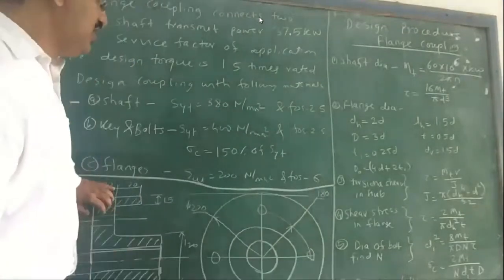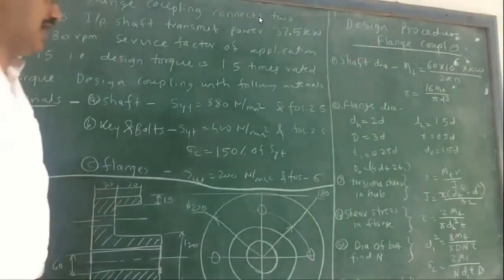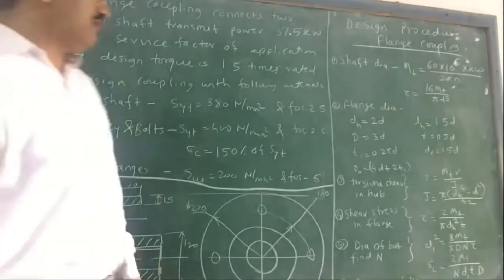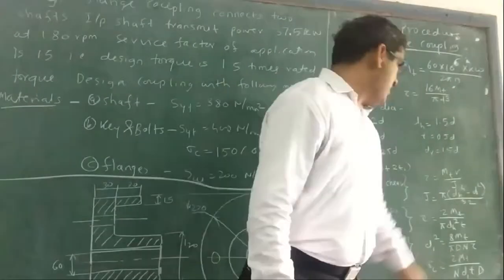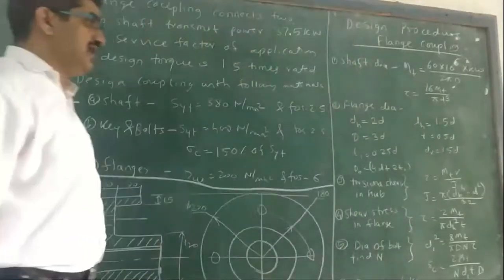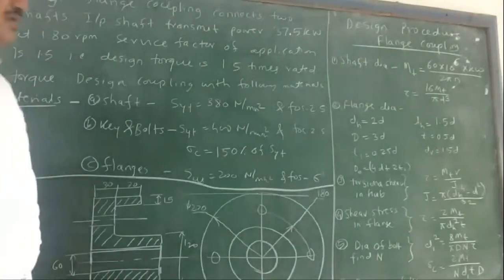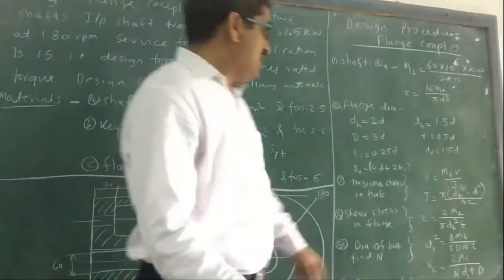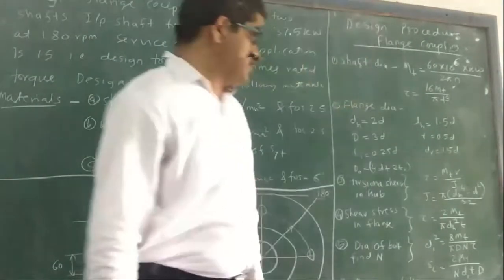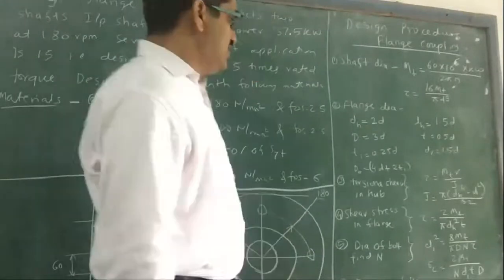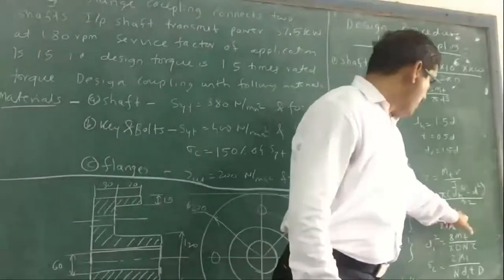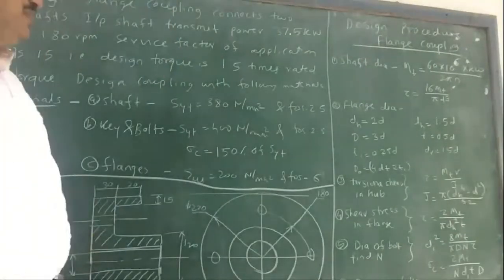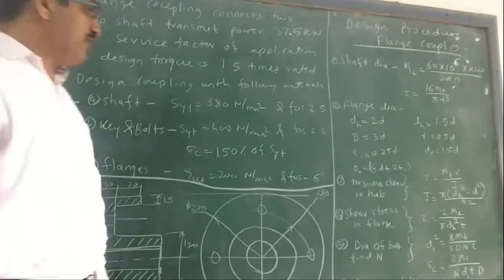Now we look at the flange. The flange will again undergo shear, but it will be shear like this on the cylinder. We have seen that it will undergo shear around its circumference, so the shear stress tau will be 2 Mt upon pi Ds square t. With this we know Ds, we know Mt, we know t, so we can find out the shear stress in the flange, and we will make sure that it is within the limits.